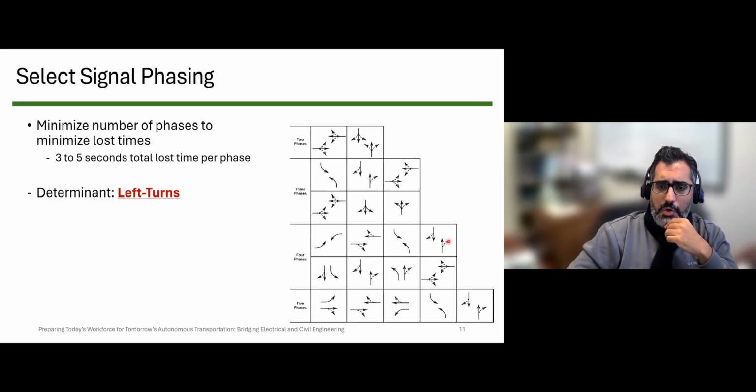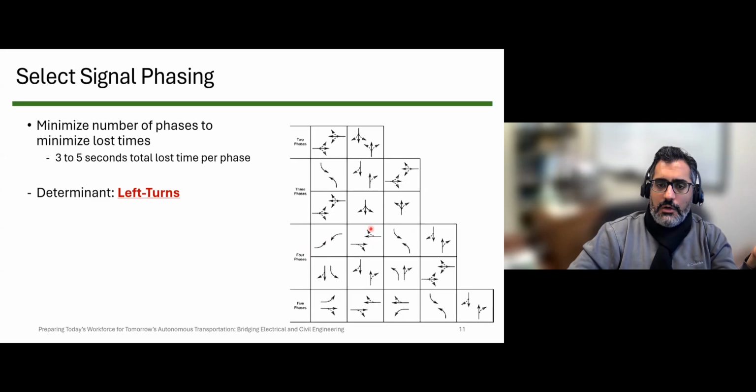Look at this. This fourth example here is the most typical phasing scenario when we have two major streets intersecting with each other. So you see that the left turns are both protected. We start with the left turns on one of the directions. In this example, it's westbound and eastbound left turn. Then we have through and right happening.